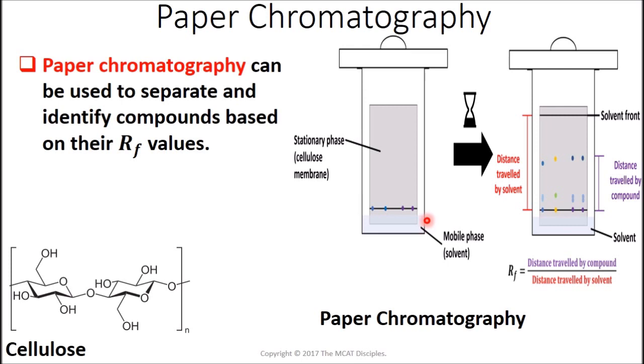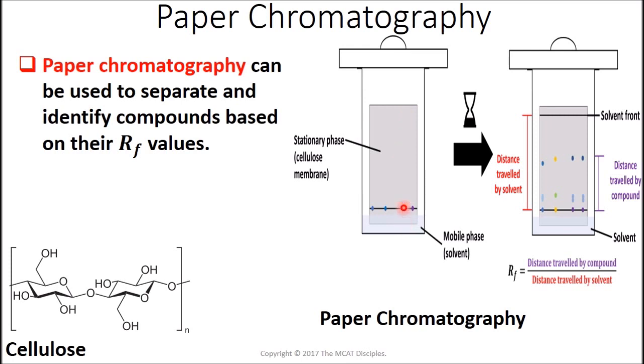What's going to happen then is you're going to draw a little line with a pencil and dot whatever compound that you have that you want to run on your paper chromatogram. So the chromatogram is this, the paper, the stationary phase. What's going to happen is the solvent is going to move up towards the top of the paper as you keep the apparatus enclosed over time.